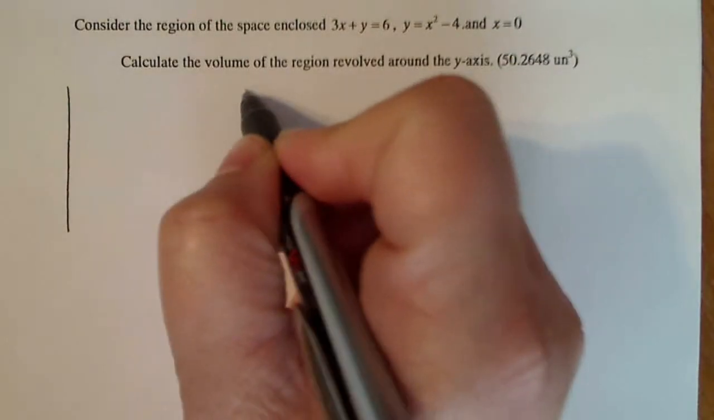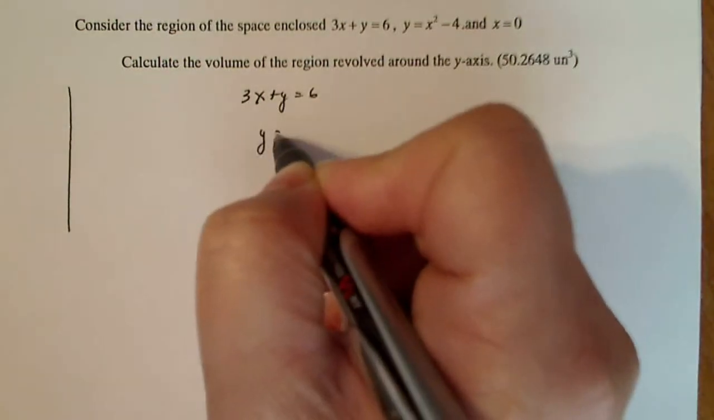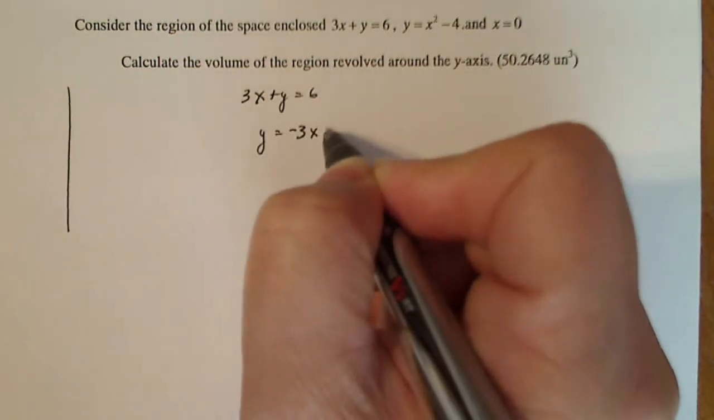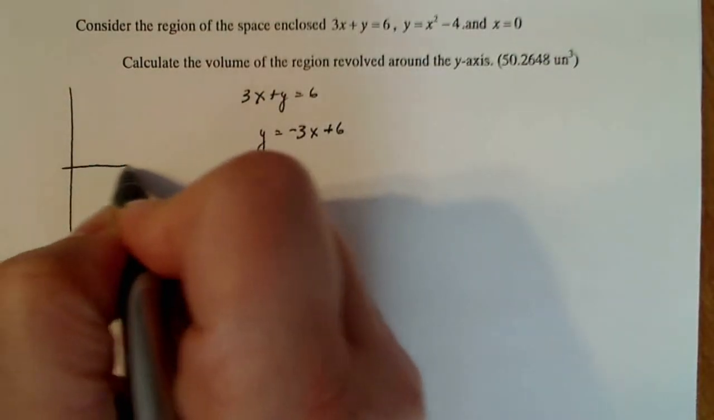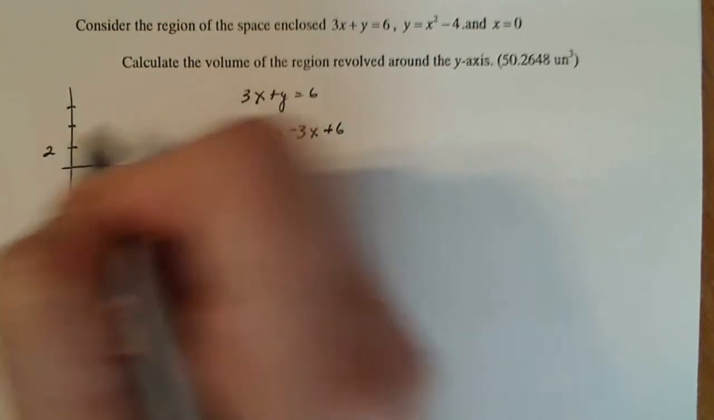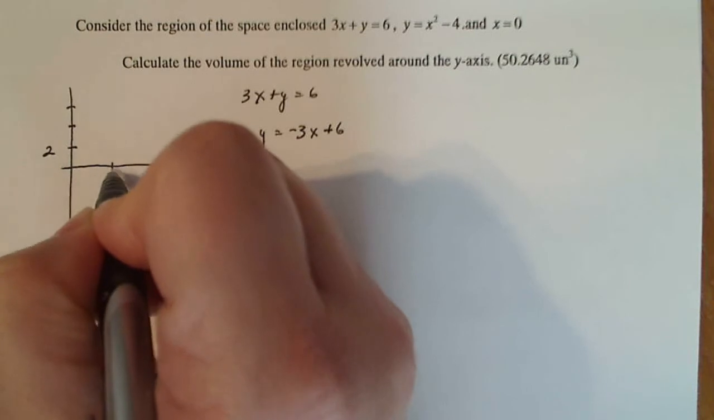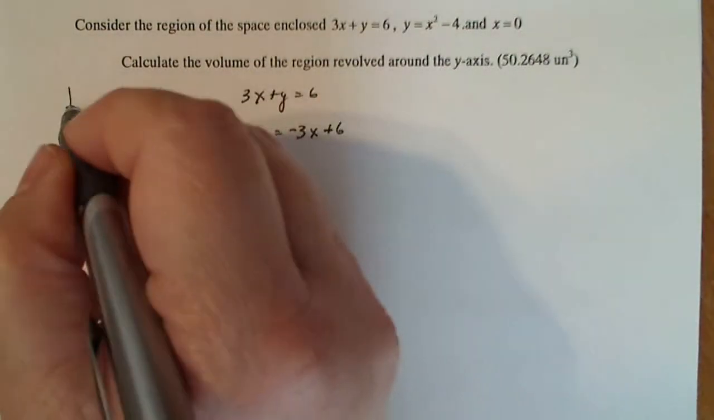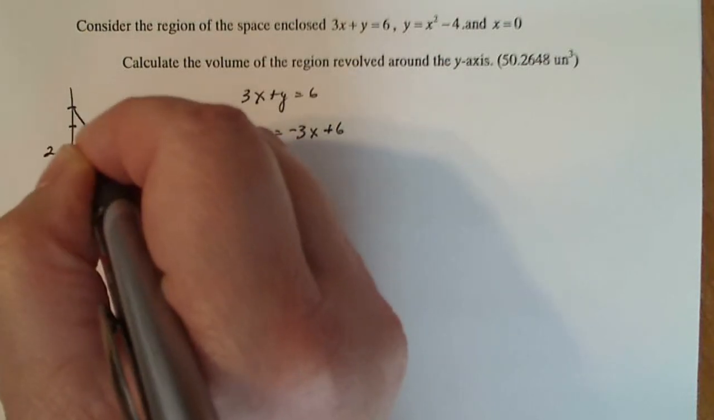So I have 3x plus y equals 6. And we normally see it like this, y equals minus 3x plus 6. So that's a linear equation. Crosses at 6, and here at 2, because you go down 3 and over 1, down 3 and over 1, and you end up right there.